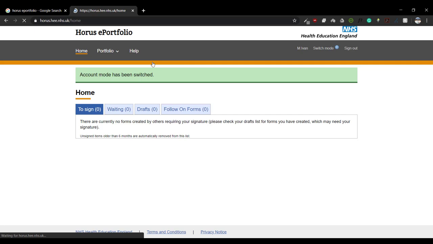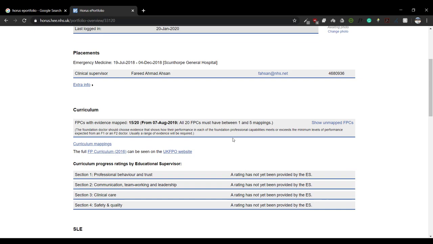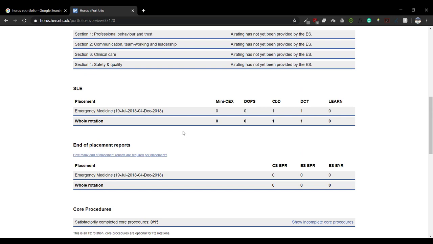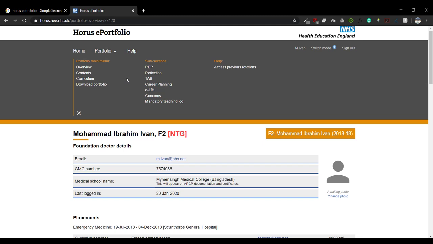So this is the home. If you go to overview, as you can see, there is a lot of information here. This is me. It's an F2, a non-training grade, and my GMC number. These are all my details that I have already put here, and what I did in my non-training job. The most important thing in this portfolio is finding all the things that you can put in.